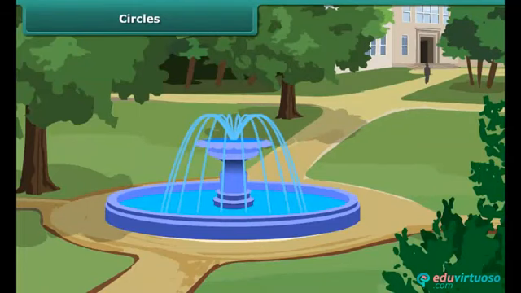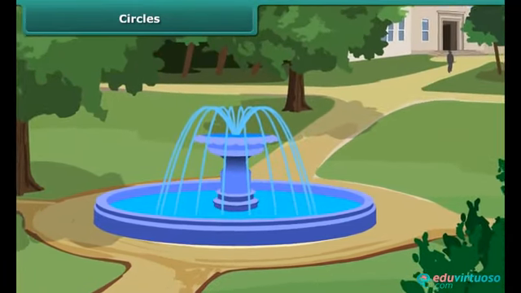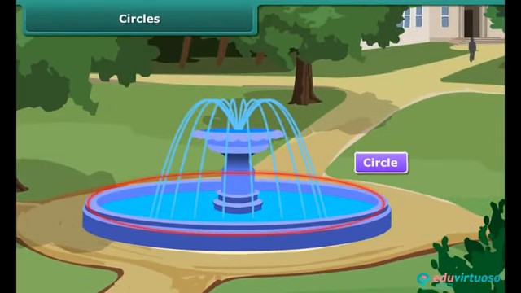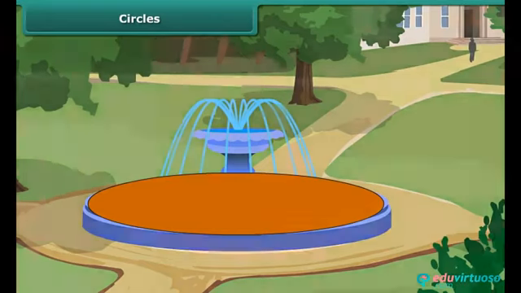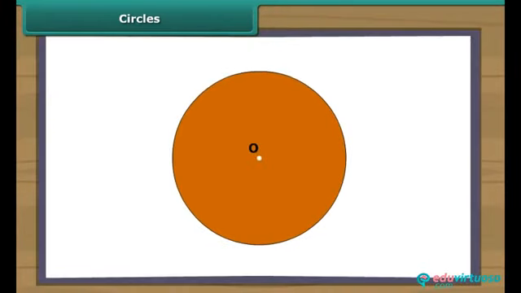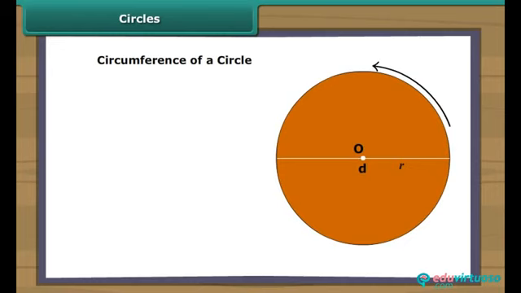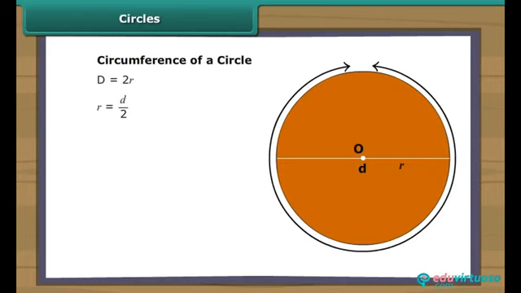Circles. Students, have you noticed the shape of the fountain? The fountain is in the shape of a circle. Can you measure the circumference of the circle? Yes. If you know the radius of the circle, then by using the formula of circumference of a circle. Circumference of a circle is the distance around a circular region, in other words, the boundary of the circle. Circumference of a circle is the product of a constant called pi and its diameter, or twice the product of pi and the radius of the circle.